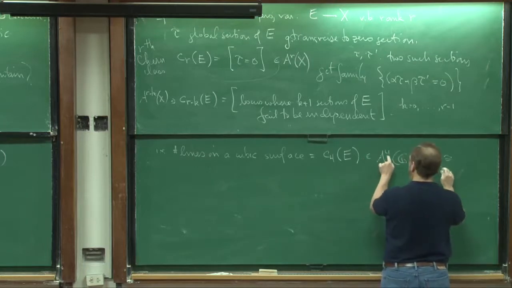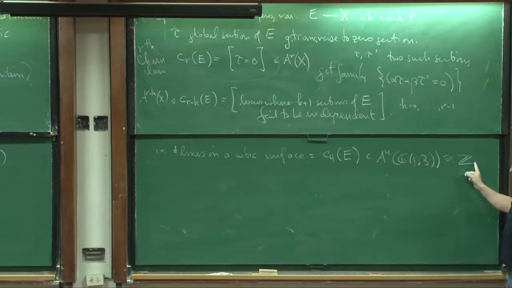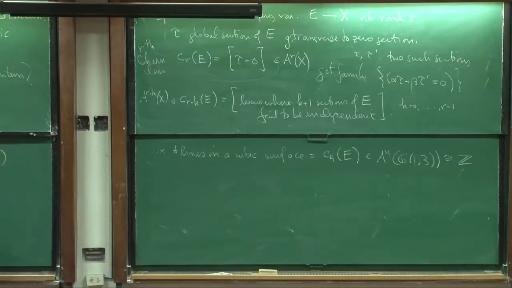And of course that is the zero-dimensional Chow ring, or Chow group, and that's isomorphic to Z. So that's our answer. Well, you should be demanding your money back. What have I done so far?